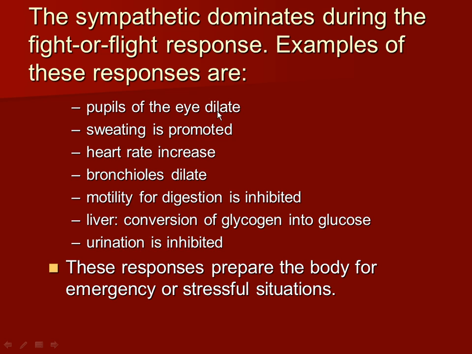So pupils constrict, sweating is decreased with the parasympathetic, heart rate decreases, the bronchioles, what are bronchioles? Yep, the airways in the lungs. They will actually constrict. They squeeze down. Motility for digestion does what with parasympathetic? Increases. So what's the liver going to do? Release sugar into the blood? Nope, it's going to pull sugar out of the blood and store it.